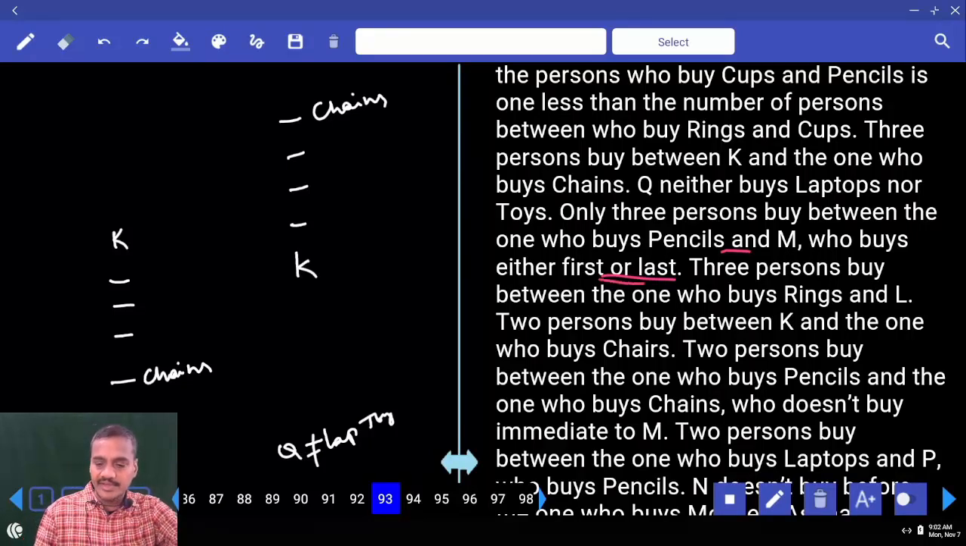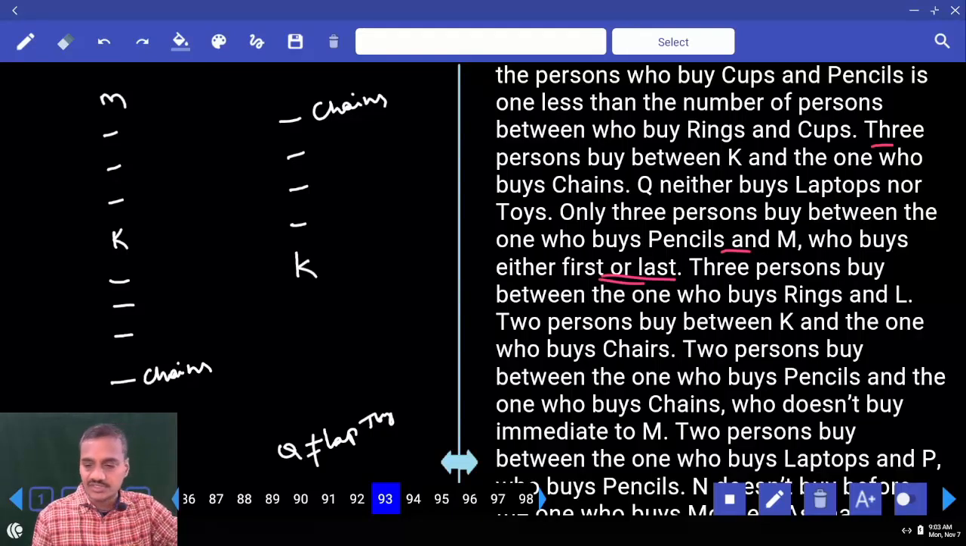M and M is not adjacent to chain. Now 3 persons between K and the one who pays cents, and M is not adjacent to this one. Hence, where should this M be? M can be at the beginning. So how many people are there? 1, 2, 3, 4, 5, 6, 7, 8, 9 persons.